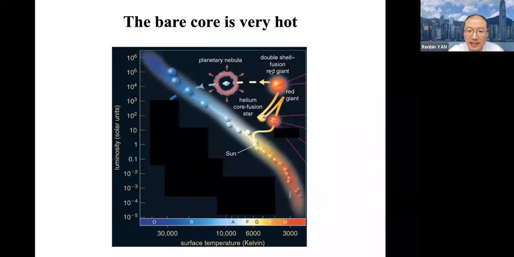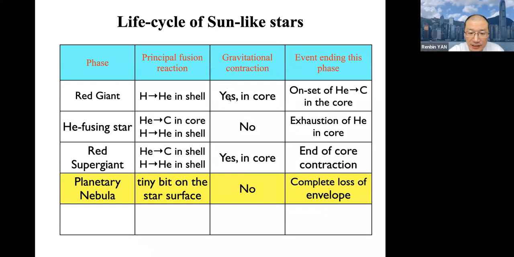So this is the phase after the double shell fusion red giant, this red supergiant phase. The star will eject its outer envelope and form a planetary nebula. And the core that is left, actually, let's fill out the table here. From planetary nebula, is there any fusion reaction? There's a tiny bit left on the star's surface. And that is what makes the star look really hot.